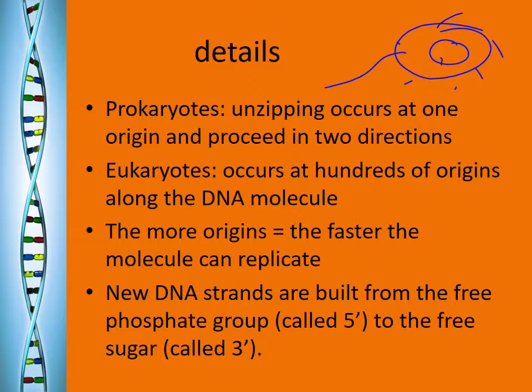The new DNA strands are built from a free phosphate group, in the 5' direction to the 3' direction, and we'll talk more about that shortly. When I think about the origins, think about a relay. The more people you have in a relay, the quicker you can improve your time to cover the same distance compared to one person doing it, or even just two people.